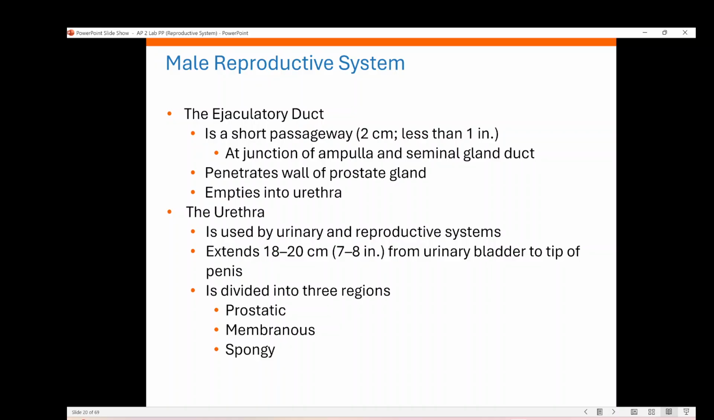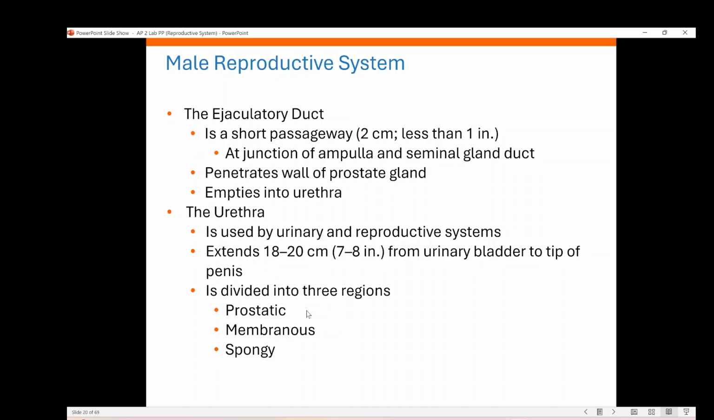Finally, this is the last part of this passageway of sperm. The sperm is going to leave the male through the urethra. We did study the urethra already in the urinary system. So this is a tube that's actually shared by the urinary system and the reproductive system, and it's about 7 to 8 inches in length. It extends from the urinary bladder to the tip of the penis, which is known as the glans.